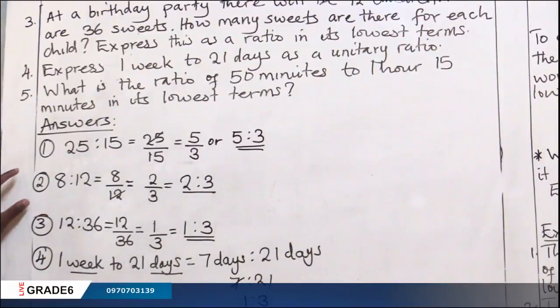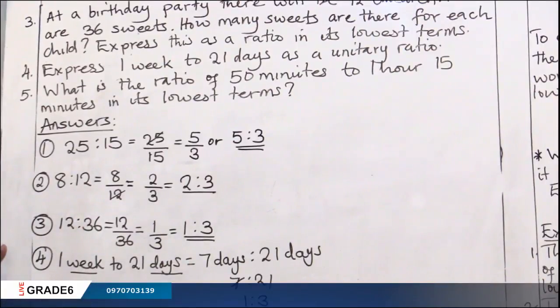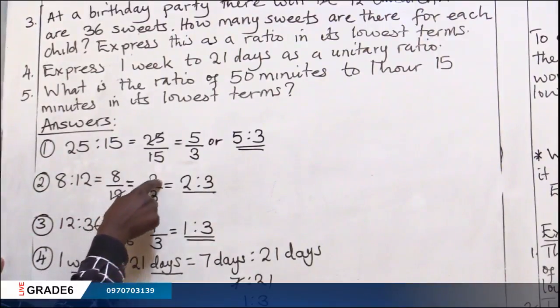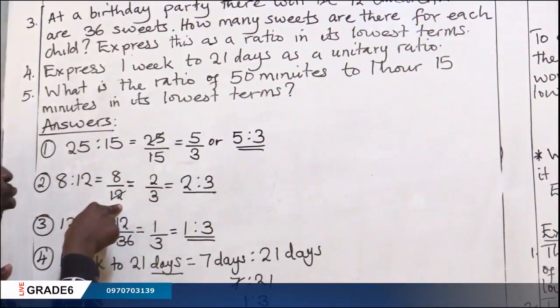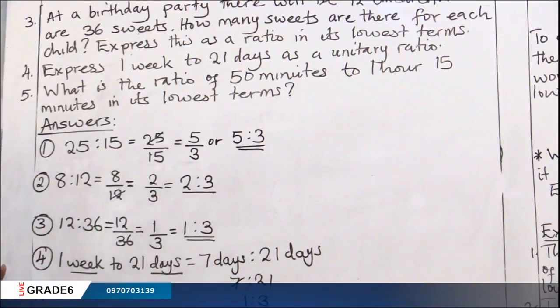Number 2 says, if Mapalo has 8 marbles and Chichi has 12 marbles, what is the ratio of Mapalo's marbles to Chichi's in its lowest terms? Boys and girls, we've looked for a number that can go in 8 and in 12 without leaving a remainder, and that number is 4. 4 into 8 is 2, 4 into 12 is 3. So the answer is 2 over 3 or 2 to 3.